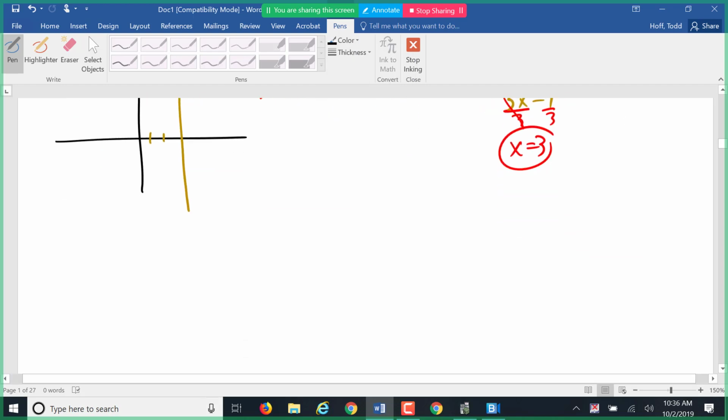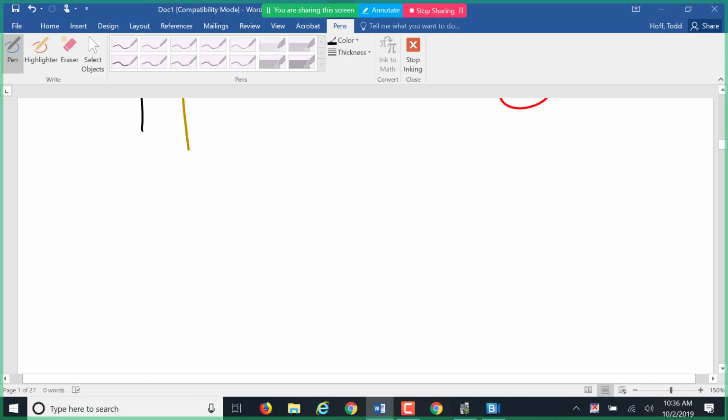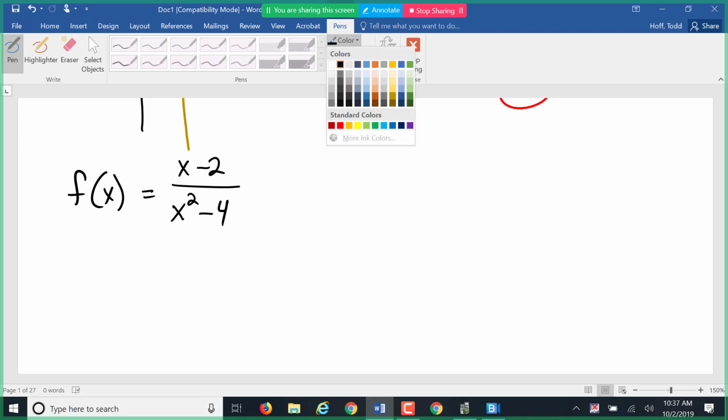But we said that not all of those values that are excluded from the domain are asymptotes. Well, what do we mean? When would they not be an asymptote, and how would we know? Well, if I have a function like f of x equals x minus 2 over x squared minus 4.